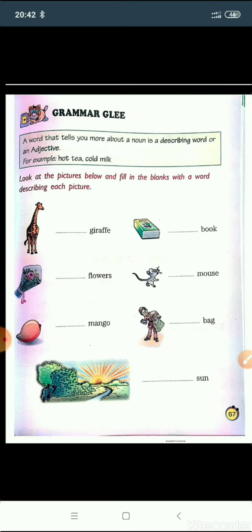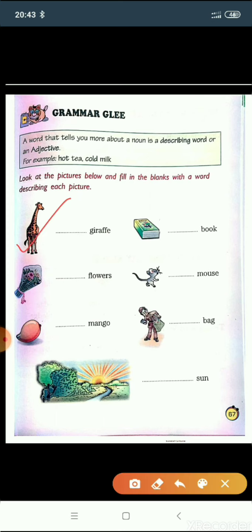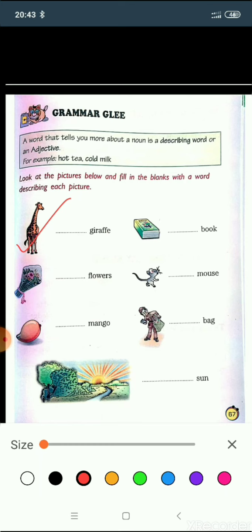Now children, the exercise says look at the pictures below and fill in the blanks with a word describing each picture. Now children, some pictures are given below, and you have to describe each picture. You have to use a describing word for each picture. So let's do it. First picture is giraffe. Now children, we will describe giraffe. Giraffe is tall. So we can say tall giraffe. We can use the word tall, tall giraffe. Okay. Tall is the describing word for giraffe.